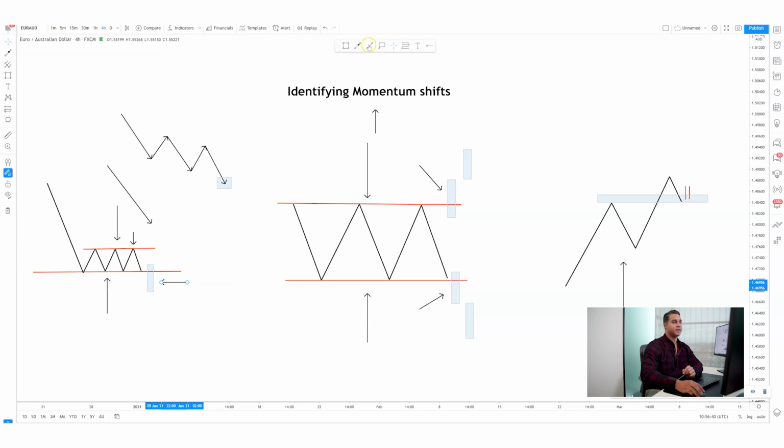Now, what do I mean by that? Well, here we have an example of a trend to the upside. Now, we know with a trend to the upside, the markets will make higher highs and higher lows. The importance of knowing this is because if you're buying, more than likely you're going to be buying the higher low or the breakout of the last high.